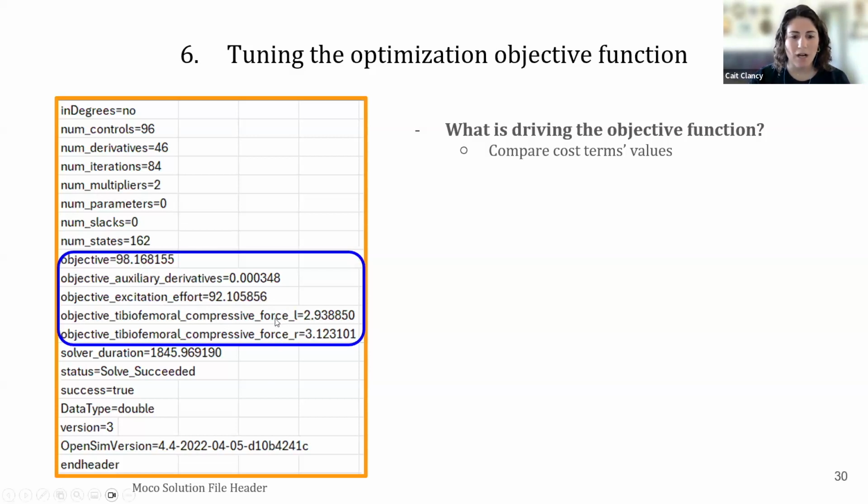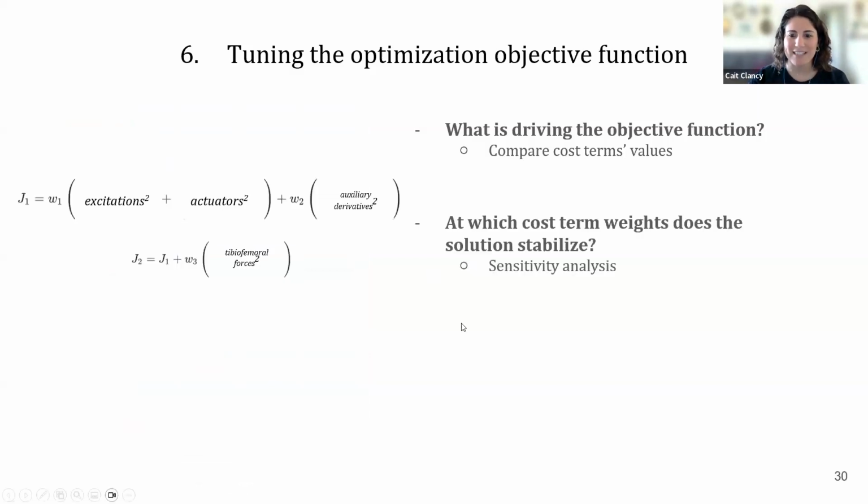And then we have some contribution from each of the tibiofemoral forces from each leg, the left and right, and then just a little bit from that auxiliary derivatives term that we talked about in the first part of the talk. So this makes sense, but this is the final result. So how do we even get there?